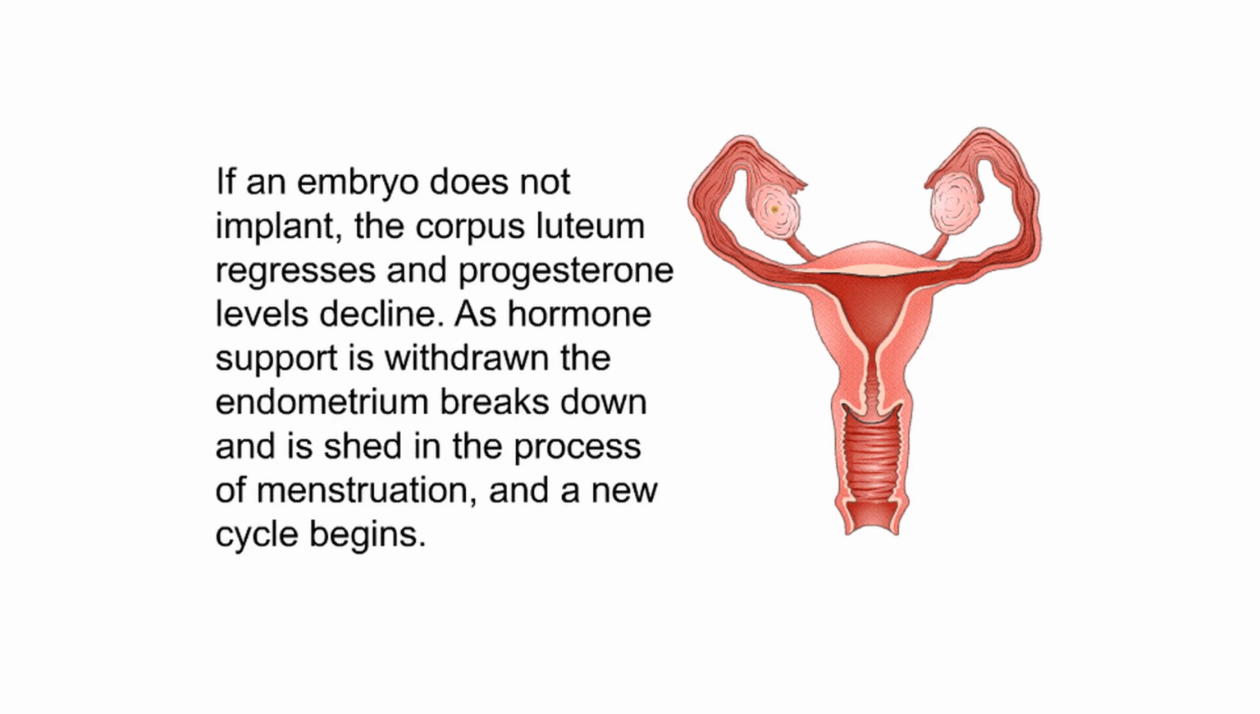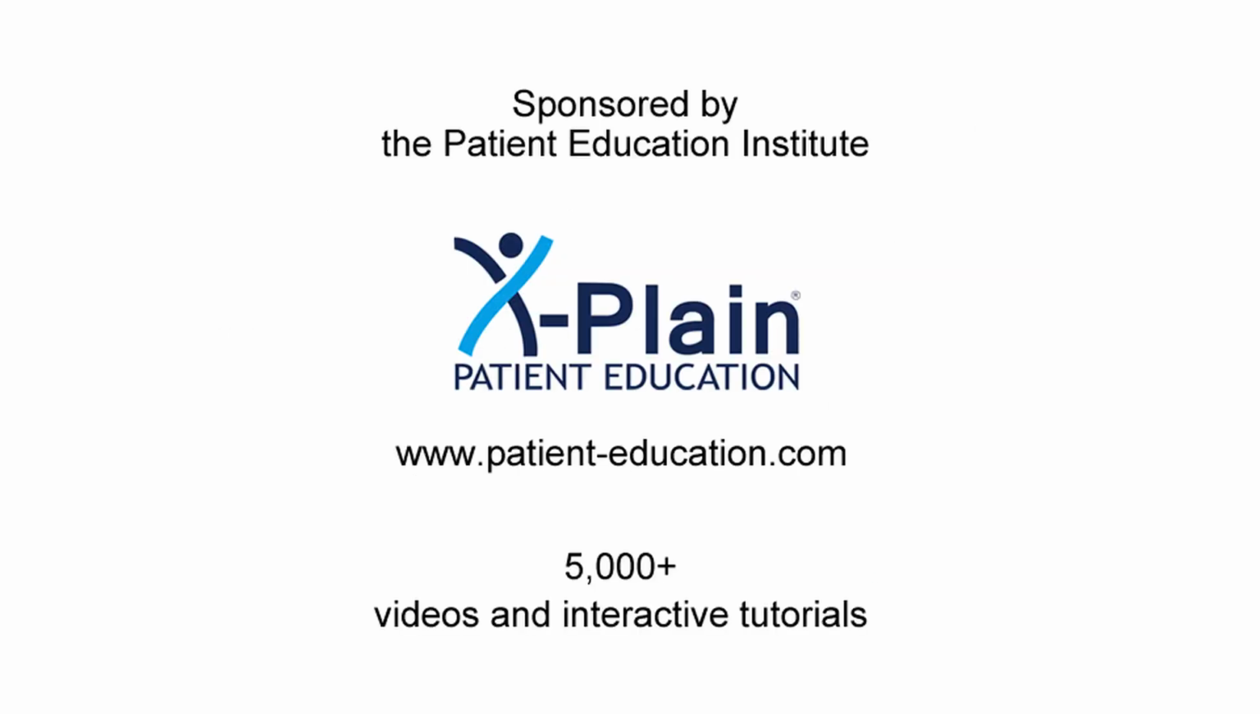If an embryo does not implant, the corpus luteum regresses and progesterone levels decline. As hormone support is withdrawn, the endometrium breaks down and is shed in the process of menstruation, and a new cycle begins.